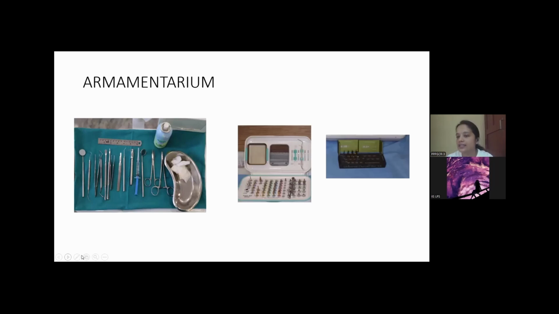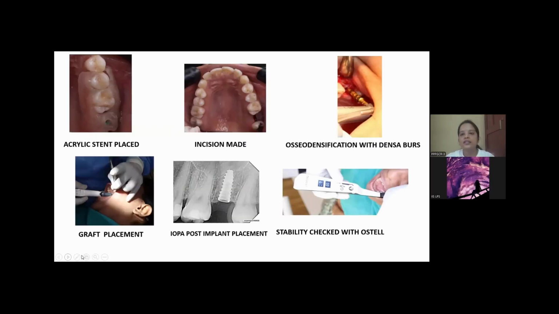We have utilized denser burrs, which is shown in picture 3. This is the first stage surgery that we have done. We have utilized acrylic stents so that implant angulation and positioning can be done correctly. Later an incision was made and sequential drilling was done, and later osteodensification with the help of this denser burr was done. Then graft placement was done, followed by implant placement.